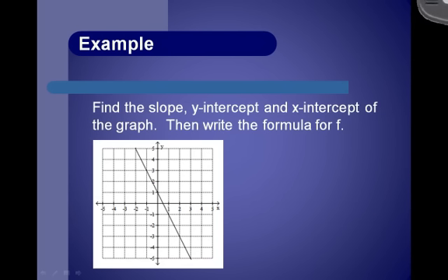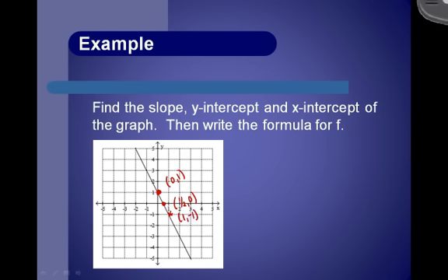Let's do an example. Given the graph, find the slope, the y-intercept, and the x-intercept, and then write the formula for f. Well, looking at our picture, we need to pull off some of the points. This is your y-intercept because it crosses the y-axis at 1, so that would be the ordered pair (0, 1). This is your x-intercept, which would be 1/2, so it's (1/2, 0). This is another pretty point. It's not an intercept, but I'm going to use that because that is over 1, down 1.